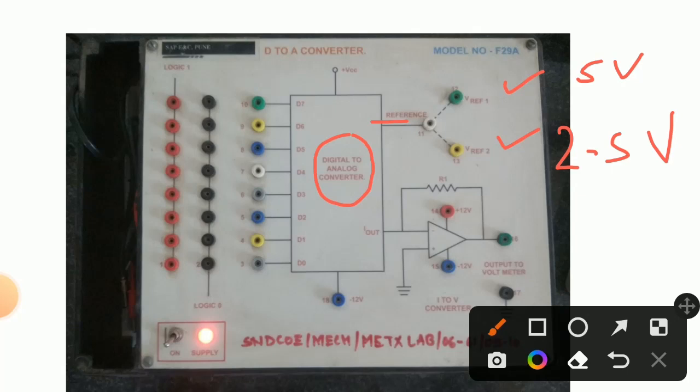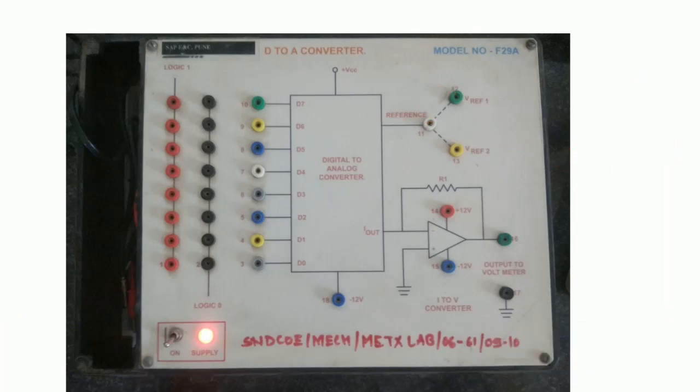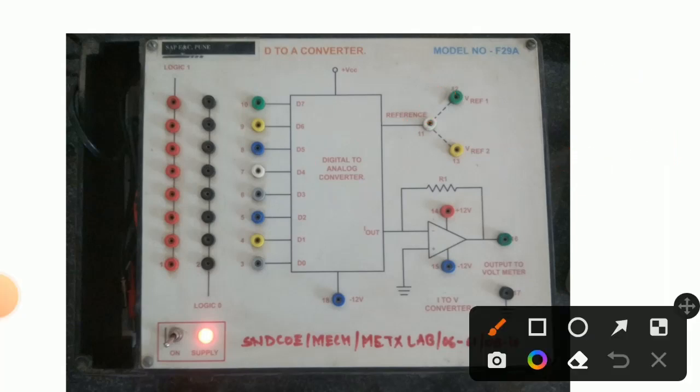Suppose we want to use V reference 1, then we will connect this with the above wire. Then we will get V reference 1 as an input. So this is the input signal to the converter. And now where is the output? Here this is the output terminal, and you can measure the output between this terminal and ground. You will get the output voltage over here. The output to the voltmeter is written over here, so you can measure the output on this side.